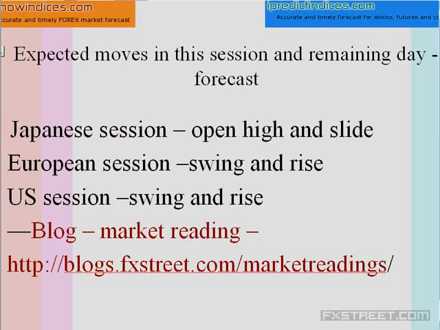I have already given briefly what could be the expected moves in the month of April. And we will fine tune the forecast from time to time, incorporating the market reading into the forecast model.